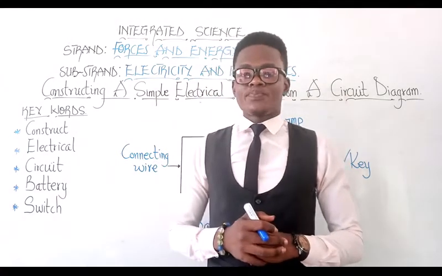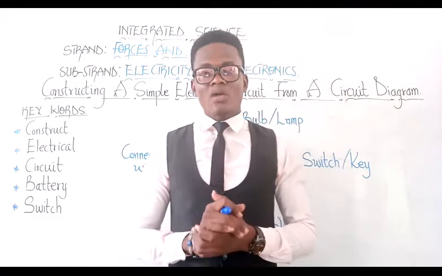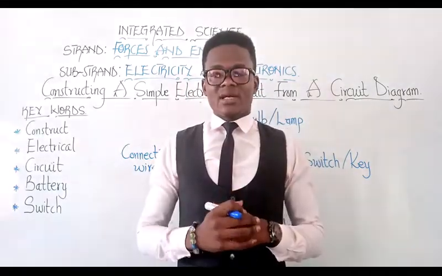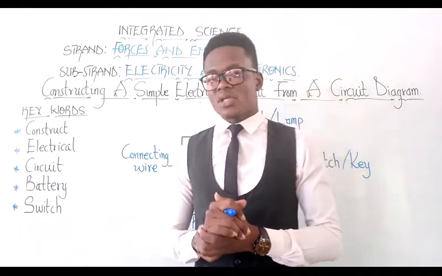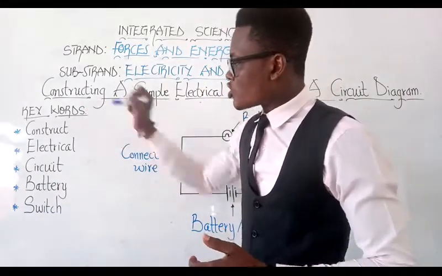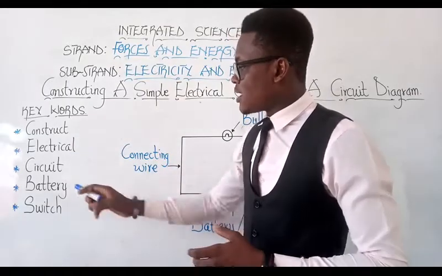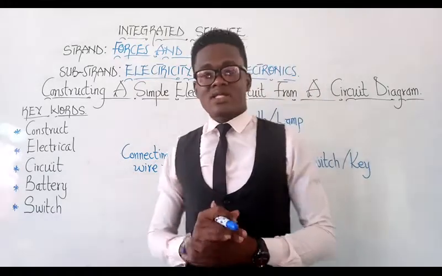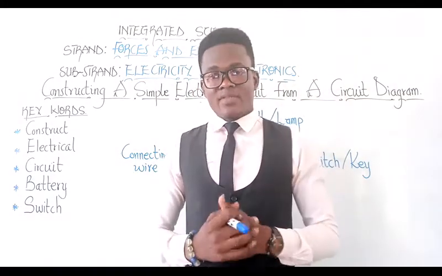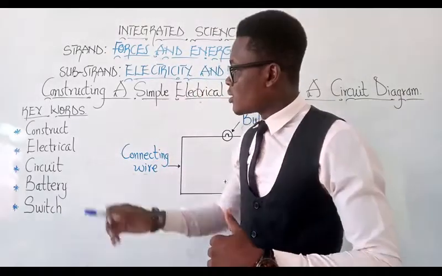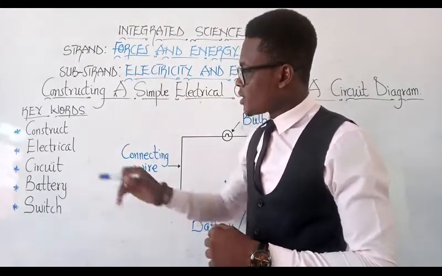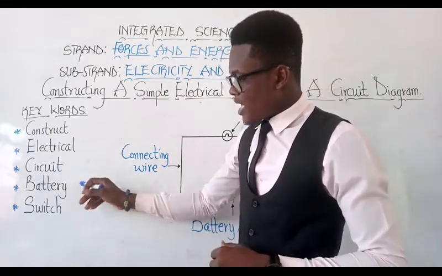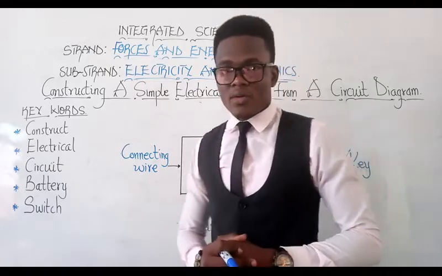Before we move on to how to construct a simple electrical circuit from a circuit diagram, let's quickly look at the keywords for today. Today we have construct, electrical, circuit, battery, switch. Say them with me as we go through the words one more time: construct, electrical, circuit, battery, switch. All right, thank you very much.